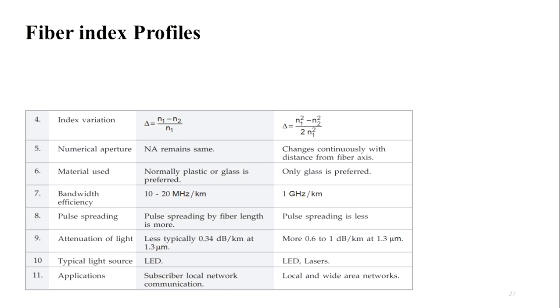As for the material used, plastic or glass is preferred in step index, whereas in graded index fiber only glass is preferred. Bandwidth is 10 to 20 megahertz in step index, whereas in graded index it is 1 gigahertz per kilometer. So graded index fiber supports greater bandwidth than step index fiber. Pulse spreading is more in the case of step index, whereas in graded index fiber it is less. So graded index fibers are preferable. Attenuation is very low in the case of graded index compared to step index fiber, and normally we can prefer light sources like LED or lasers.